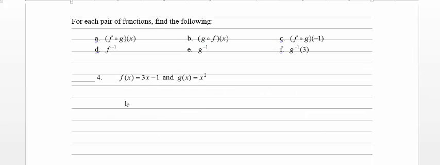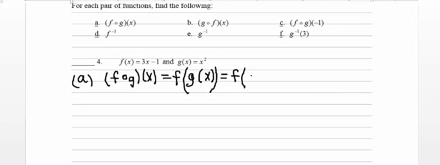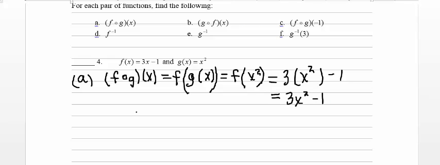All right, number 4 gives us two functions and asks us to find 6 things. I want to find f of g of x, which takes g of x and makes it the input to f, which means I'm calculating f of x squared. So f multiplies its input times 3 and subtracts 1. So this is 3x squared minus 1.